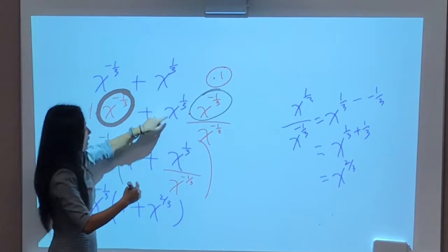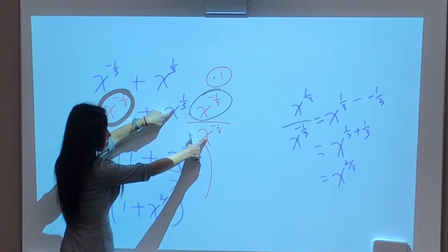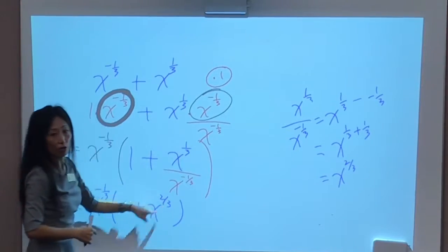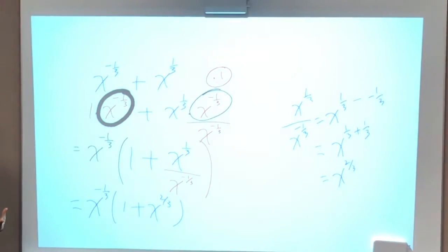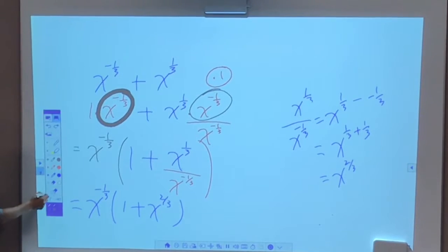Then you do that, and the last thing you have to do is what? You combine these two powers, 1/2 minus this, which gives you positive 2/3, and you're done. Alright. Are you following me? So let's do our problem.